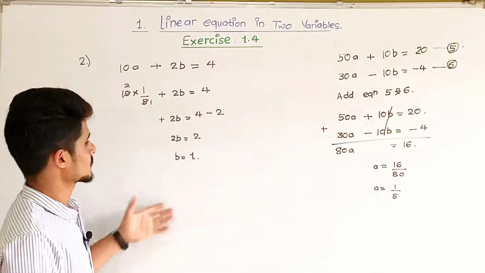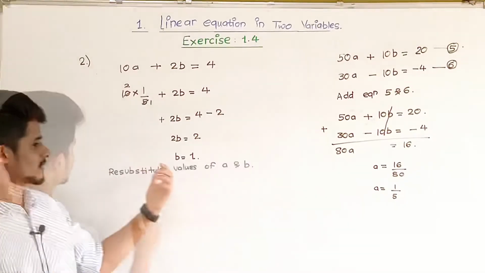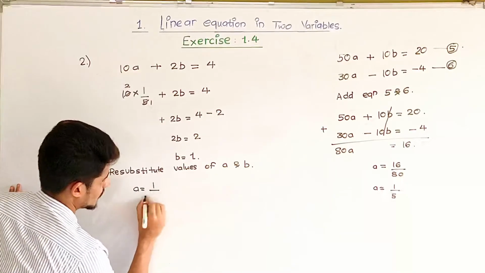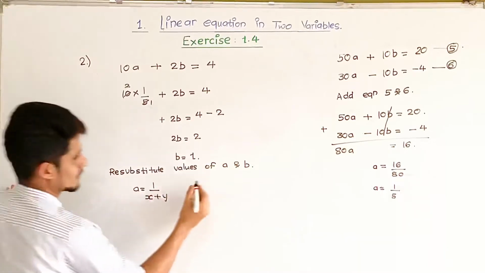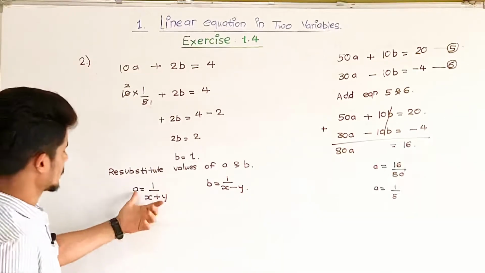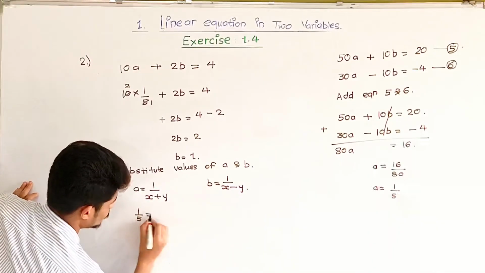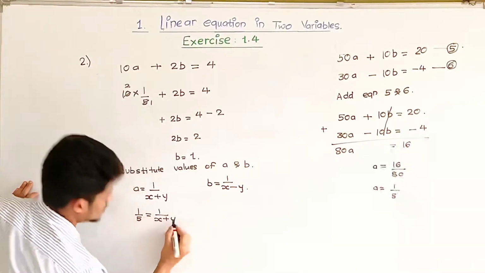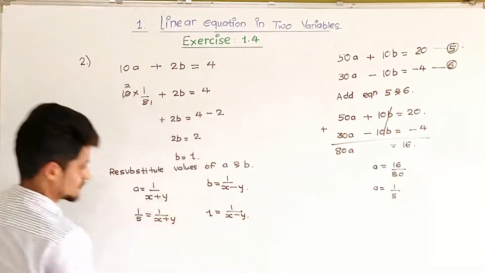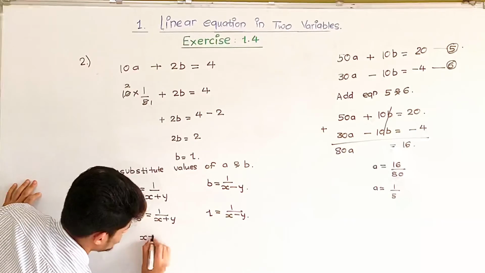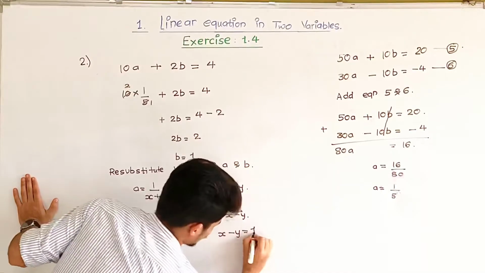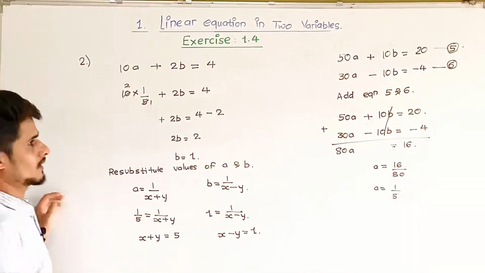So we'll resubstitute the values of a and b. We had taken a as 1 by x plus y, and similarly we had taken b as 1 by x minus y. So the value of a, 1 by 5, is equal to 1 upon x plus y, and the value of b, 1, is equal to 1 upon x minus y. If we take the reciprocal, we get x plus y is equal to 5 and x minus y is equal to 1. So now we have two equations.